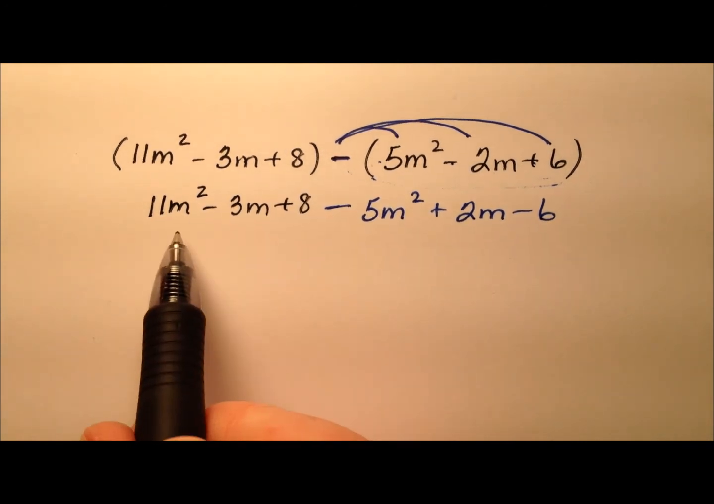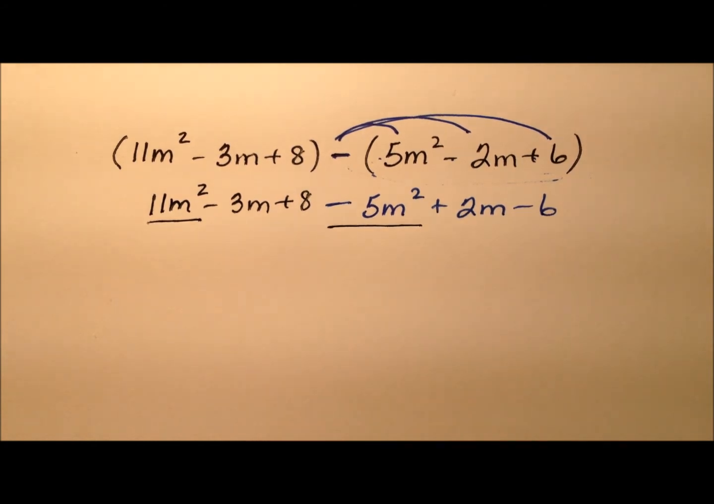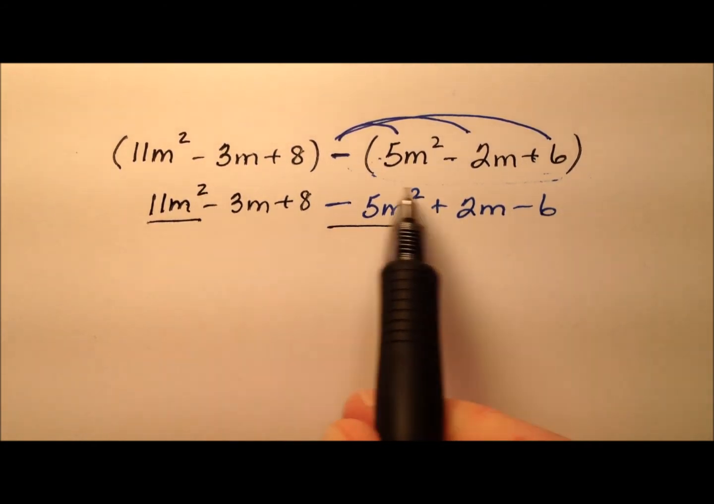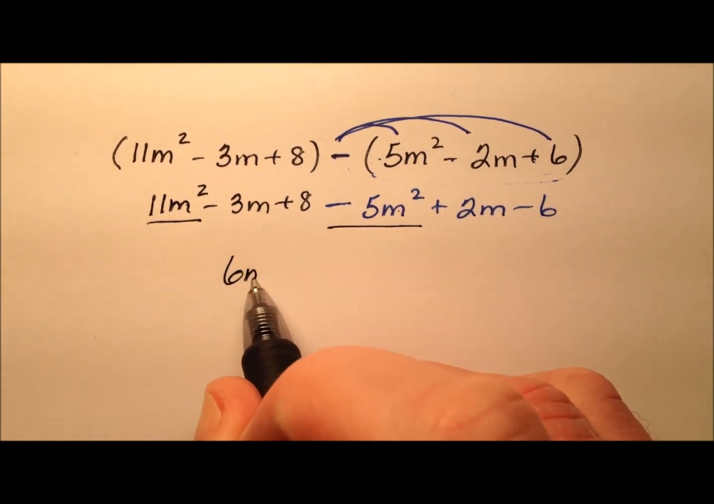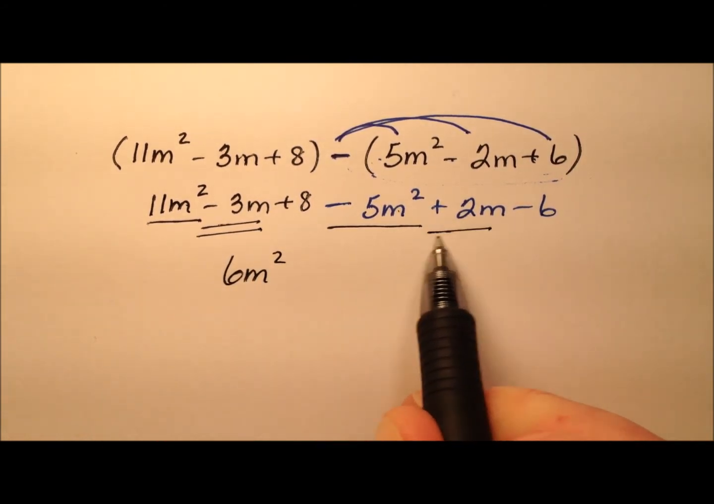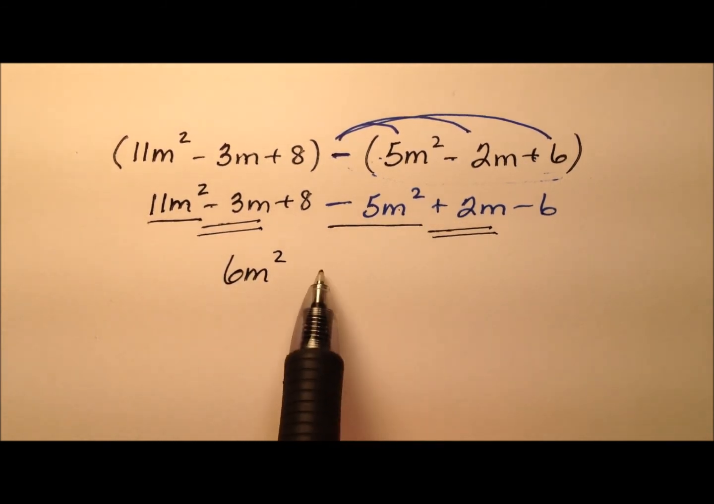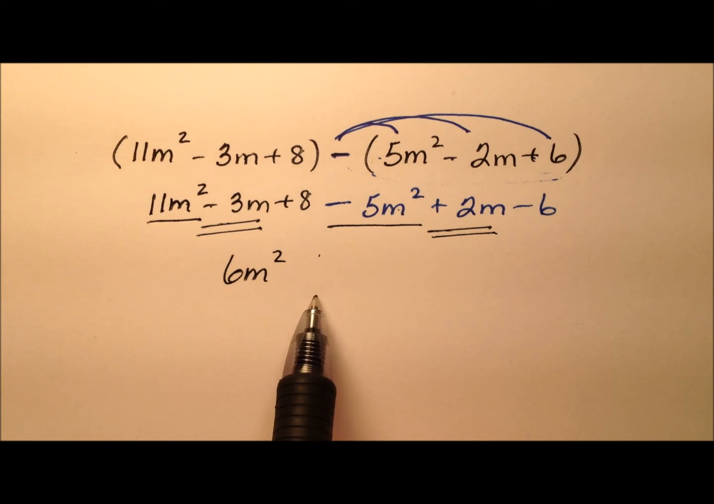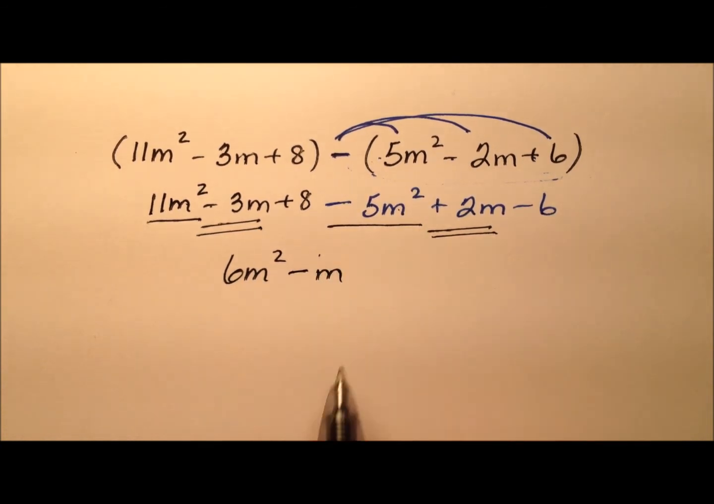Now I'm prepared to combine like terms. So 11m squared and negative 5m squared, well, they both have the same variable and the same exponent, so I know they're like terms. And 11 minus 5 is 6, so I'll say 6m squared. And then we have negative 3m and positive 2m. So negative 3 plus 2 is negative 1. But I don't need to write the 1 in front of the m. Remember, it's understood to have a coefficient of 1 if I don't write any number. So since it was a negative 1, I'm just going to write negative m right there. And again, that's understood to have a 1.